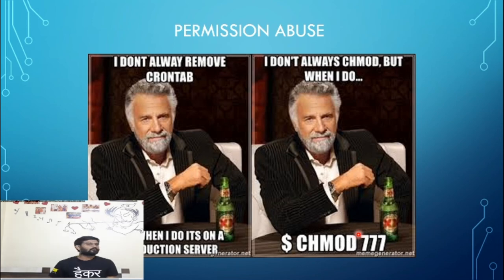Like a cron job file, let's say cacheclear.sh is a script file which is running with 777 permissions as a root cron job. So what you have to do is add a command like adduser X or adduser hacker inside this, and then your user will get added. Or you can execute any command as the root user.